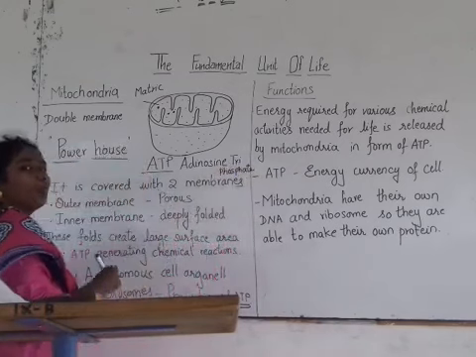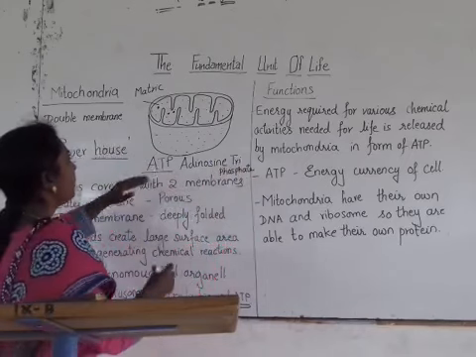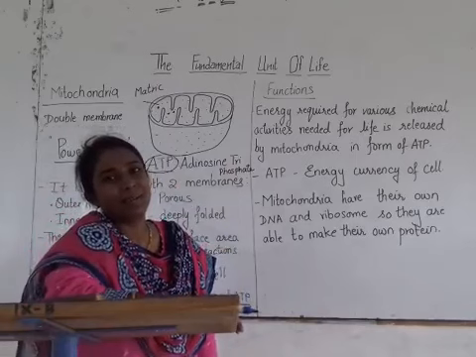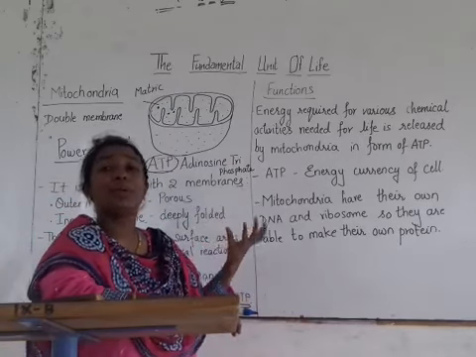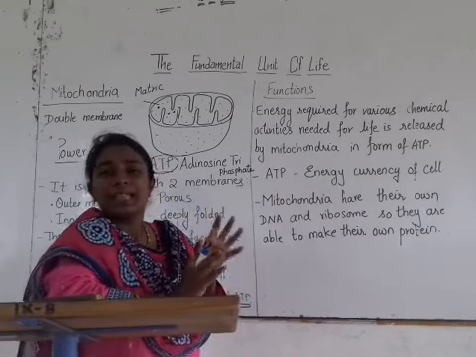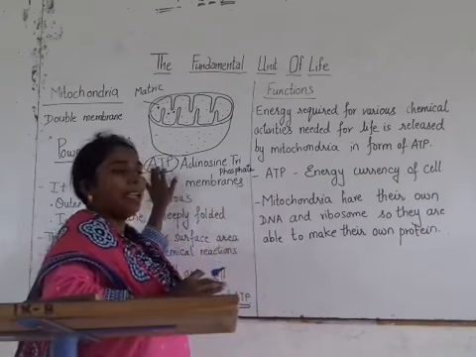So these oxysomes help in the production of ATP. Now what is this ATP? ATP is nothing but energy currency. Whatever energy is produced by mitochondria, it is stored in some form and that form is called as ATP.